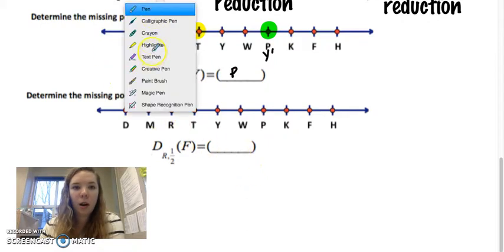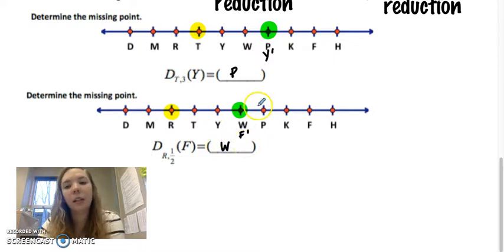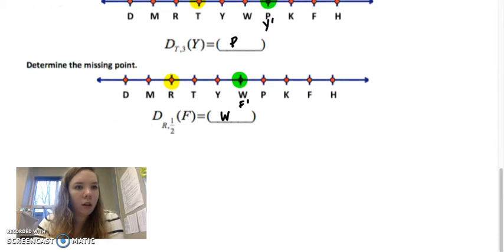On this one, our center of dilation is R. Our pre-image is F. So that's 1, 2, 3, 4, 5, 6. Half of that would only be 3. So 1, 2, 3, which is W, is our image. So this would be the same as F prime, but I'm going to put W down here just to be clear.